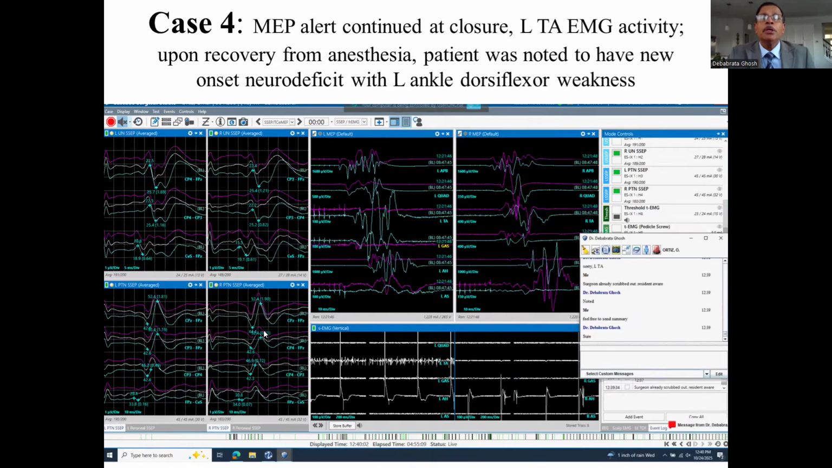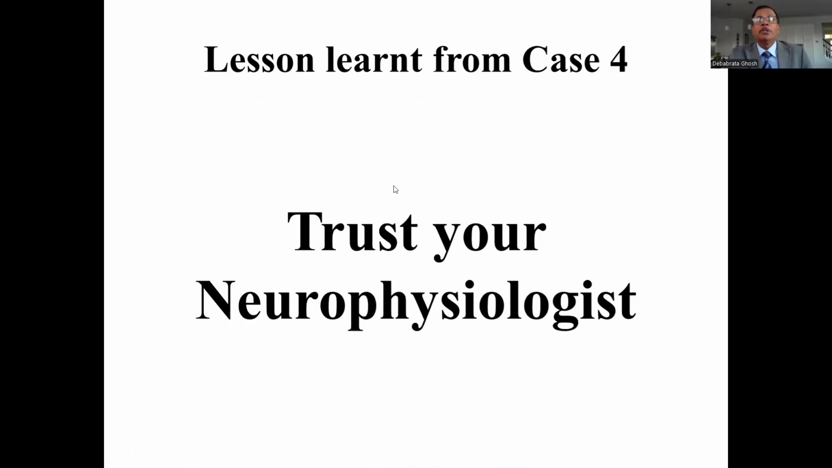Surgeon was told about the changes, but he didn't bother to remove the implant. He said it is fine. And then we see at the end, before the closure, those abnormalities in the left TA and left gastroc persisted. And also we saw some activity from the left TA on EMG. And as expected, following postoperative recovery, we found definite left ankle dorsiflexor weakness. Basically here, the surgeon didn't listen to us, and there is a consequence. To trust your neurophysiologist is the lesson.